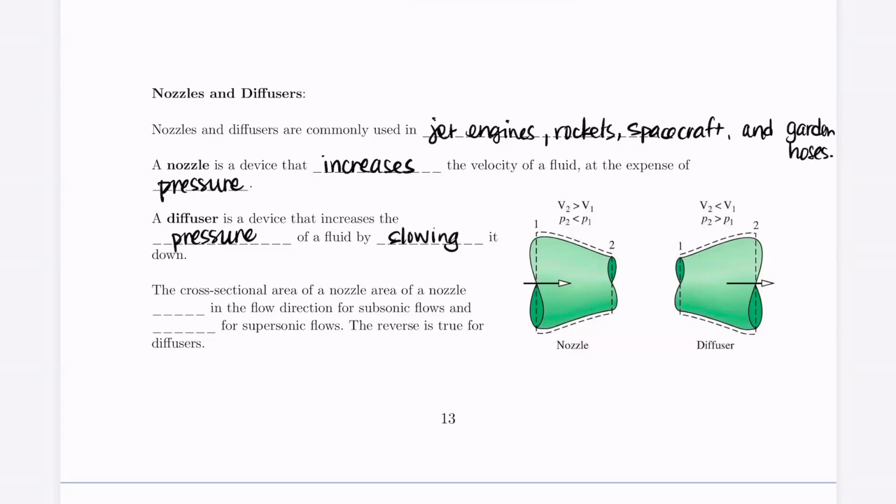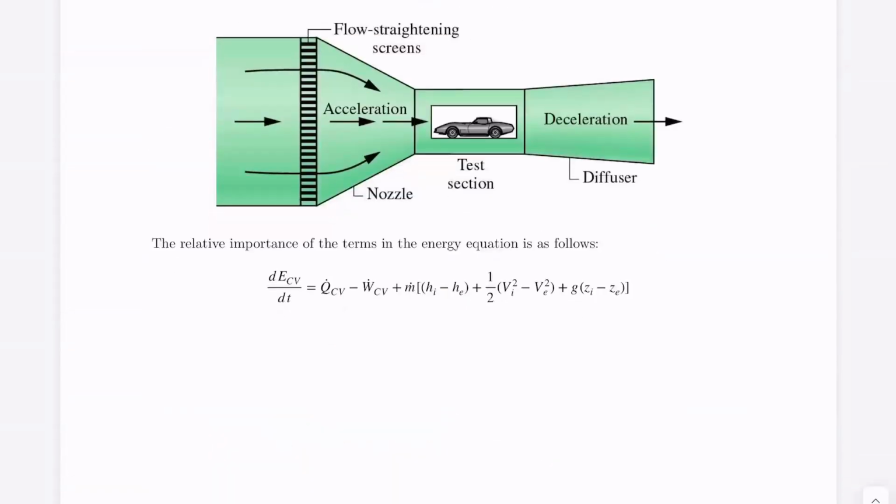The cross-sectional area of a nozzle decreases in the flow direction for subsonic flows, and then increases for supersonic flows, and then the reverse is true for diffusers. I don't expect you to remember the stuff about sonic flows. That's actually a topic that's in intermediate fluid mechanics, which is an elective class if you're an ME student. So you can look forward to that if you're interested in that sort of thing. But just kind of a note here.